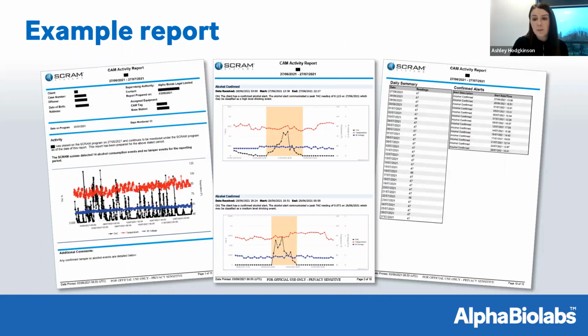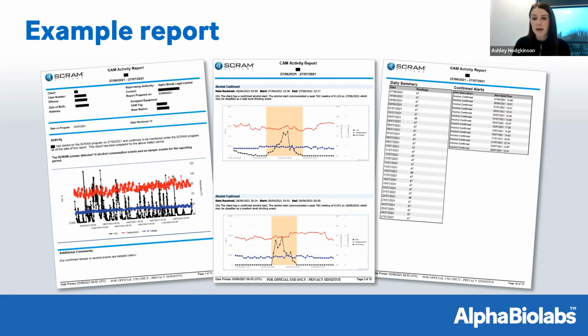This is a brief look at the report from a Scram bracelet. So you would get your initial cover page, which is on the far left, which is a summary. So for this particular client, they had 14 alcohol drinking events, and you can see that mirrored by that dark black line there. That's their transdermal alcohol concentration reading. And then they had no tamper events, so they kept the bracelet on the whole time. If you do have any alcohol consumption events or any tamper events, you will get additional pages throughout the report, which look like this one in the middle, and they break down each drinking event. They tell you what time the drinking event started, and then how long it took for that client to metabolize the alcohol and reach a level of 0 again.